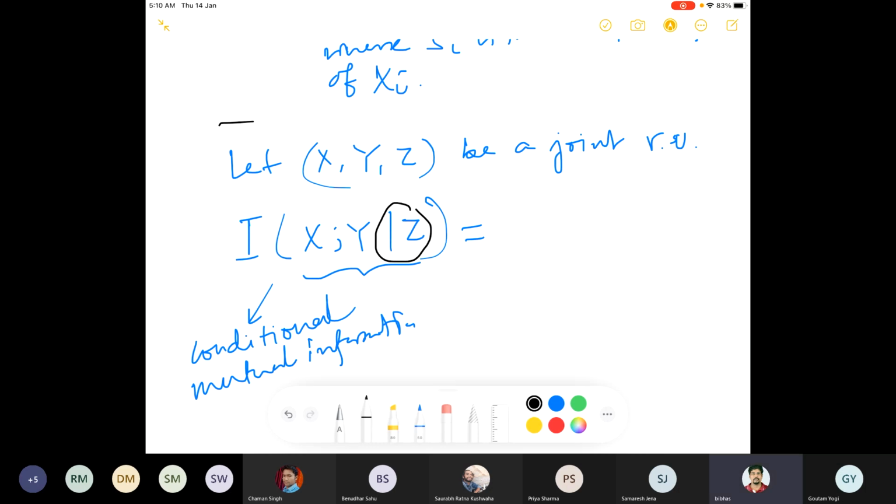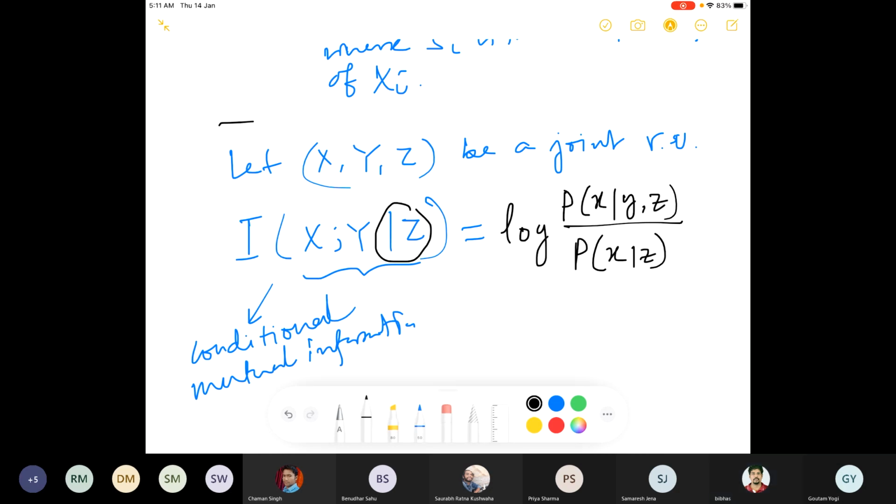Log of P(x given y) upon P(x). Now see, we have everything else here, except the fact that Z is given. That means we additionally have to write Z. That's it. This is what it means.